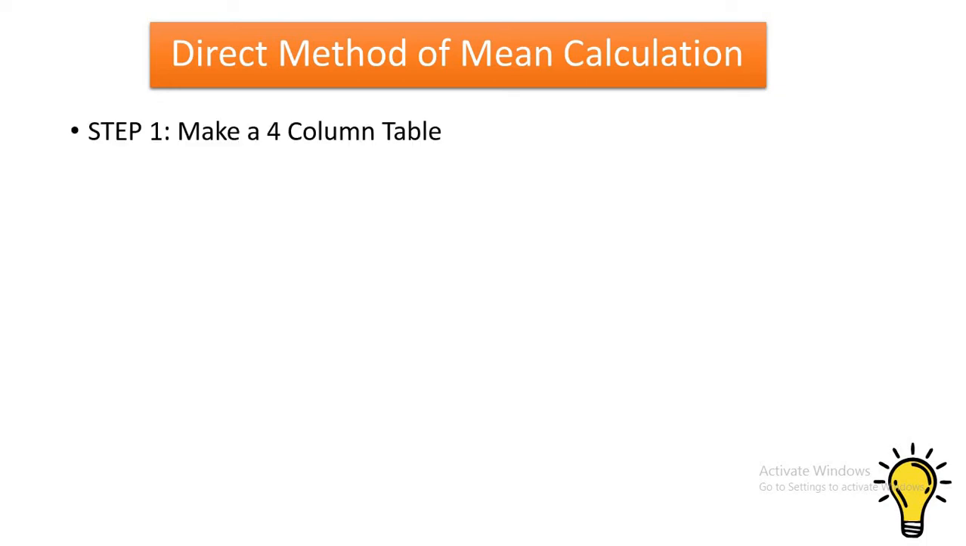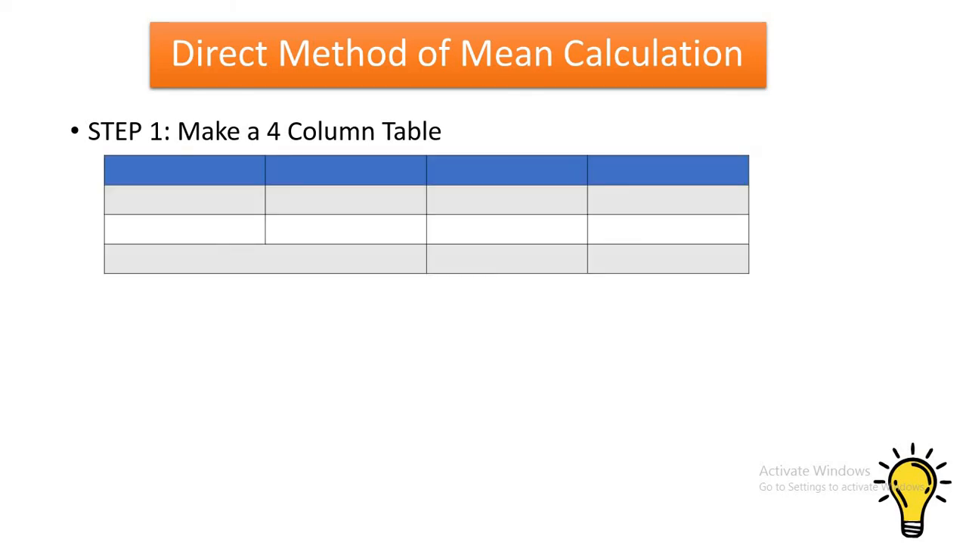Let's start with step number 1. Make a 4-column table. Let's get the table in place. As you can observe, there are 4 columns. The very first column, the data you will get from your given example. We'll first of all place the class interval. You have just seen in the previous example, the age groups 10 to 20, 20 to 30, 30 to 40 are the class intervals. In the given question, you will always have a class interval which you take over here.